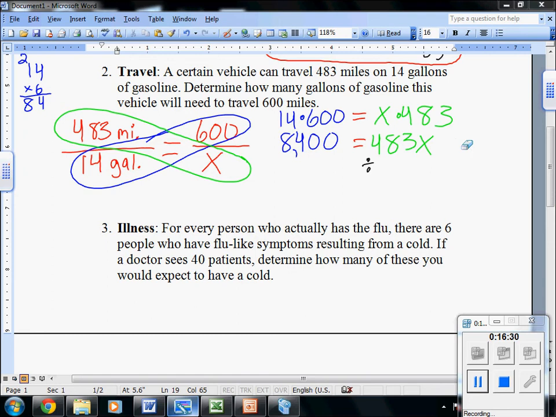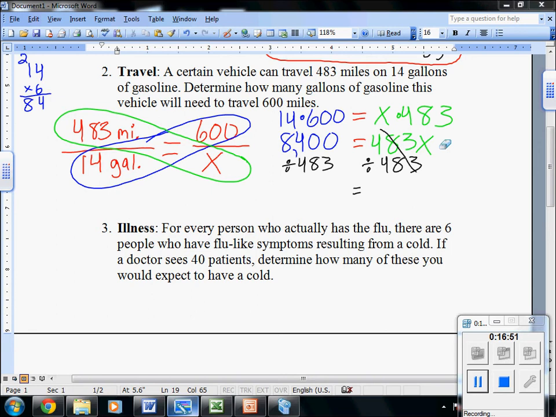So to get x by itself, we have to divide both sides by the coefficient. So divide by 483, because that's how you get rid of all coefficients. Don't forget, when a coefficient's touching a variable, when they're touching like this, that means multiply. The opposite of that is divide. So divide both sides by 483.